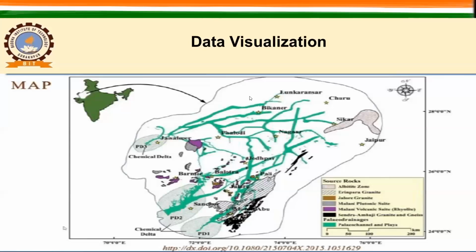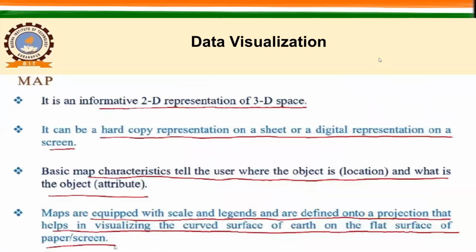So here you have the north arrow. This is your scale, right? These are the legends, and here different colors and textures are used to highlight the different components of this particular map. So let us understand more about these maps in GIS. Maps के बारे में GIS में क्या इसका significance है, उसको समझने के लिए हमें ये slide देखनी पड़ेगी. So here it is an informative 2D representation of 3D space.